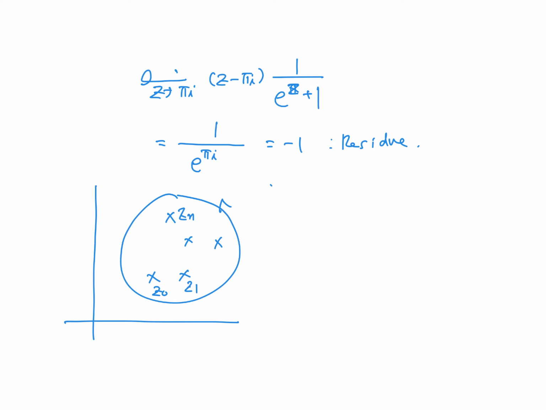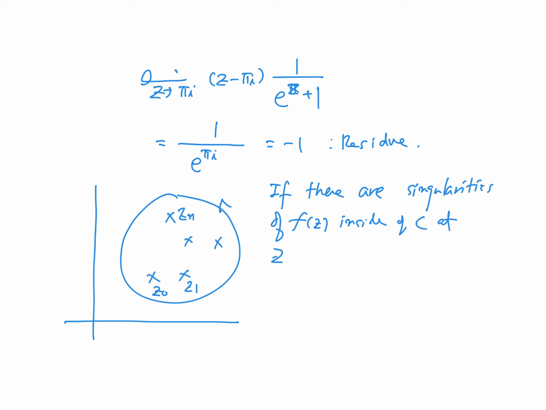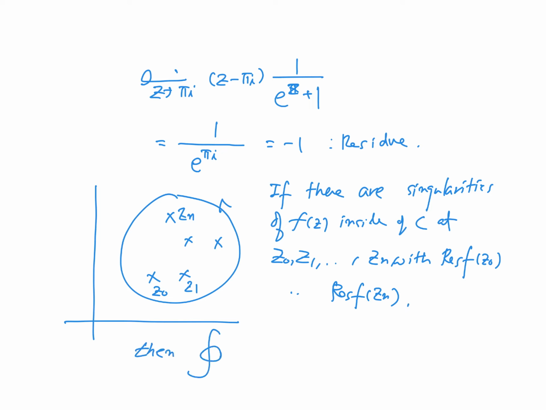If there are singularities of f(z) inside of C at z0, z1, ..., zn with residues Res f(z0), ..., Res f(zn), then the integration of this function is simply the sum over Res f(zk).